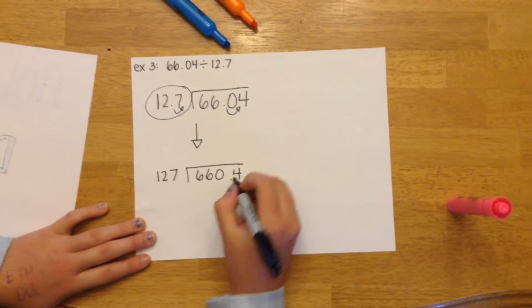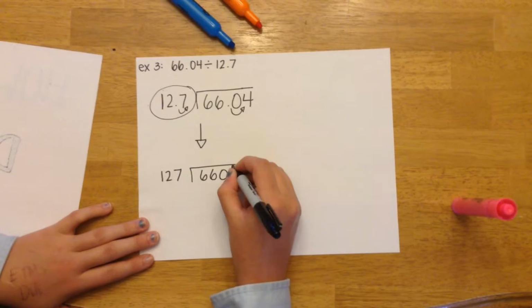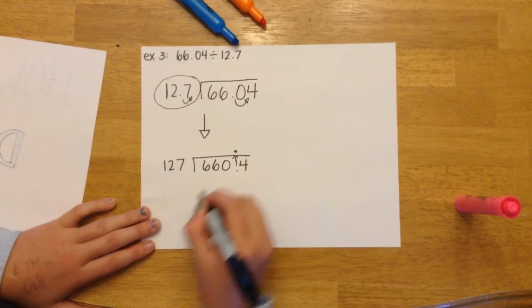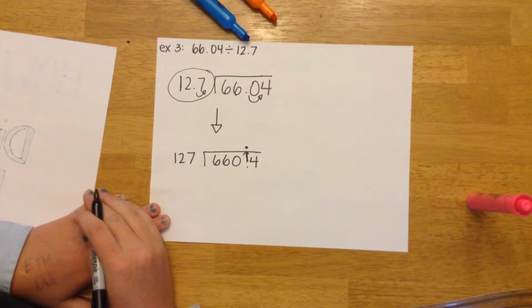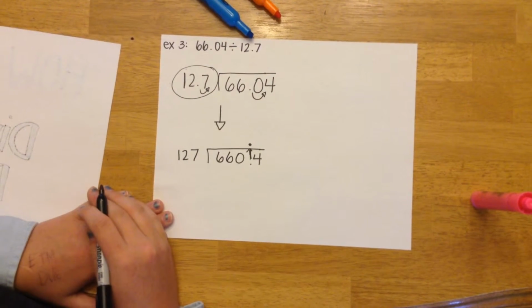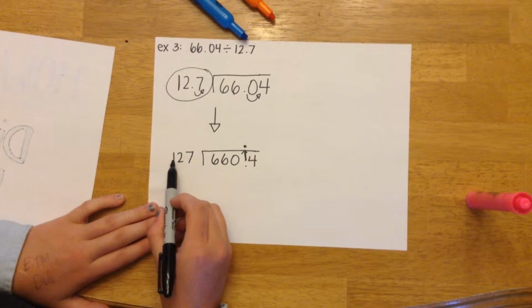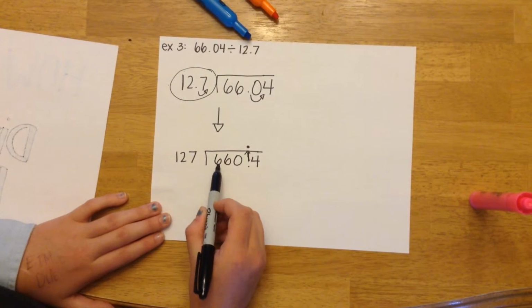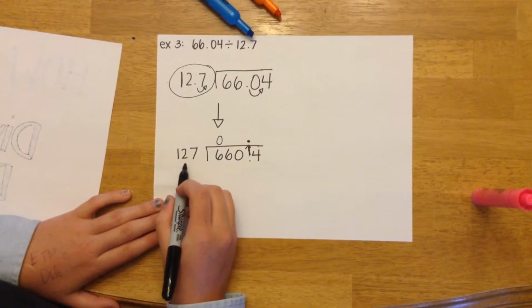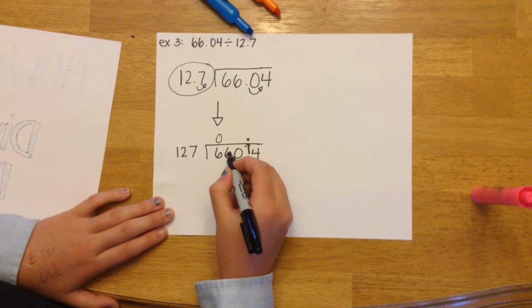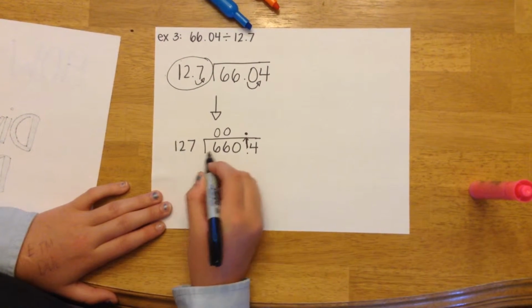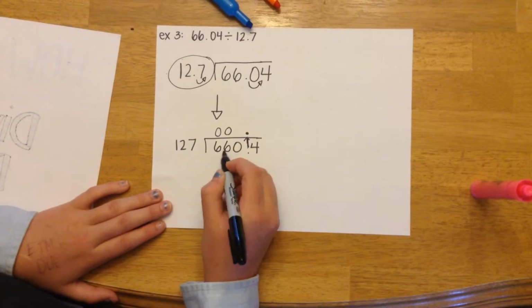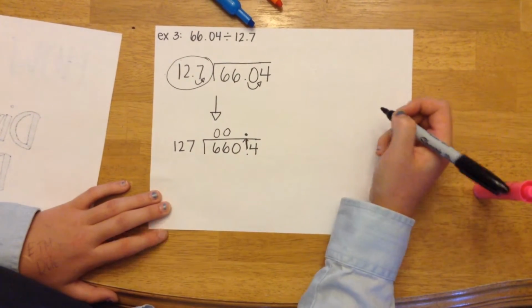But what I'm going to do to keep myself organized is move up my decimal point right here. Now I'm just going to leave it and forget about my decimal and go on as if I was to do a normal question. So ask myself, can 127 go into 6? No. Can 127 go into 66? No. But can 127 go into 660? It can. Now let's figure out how many times.